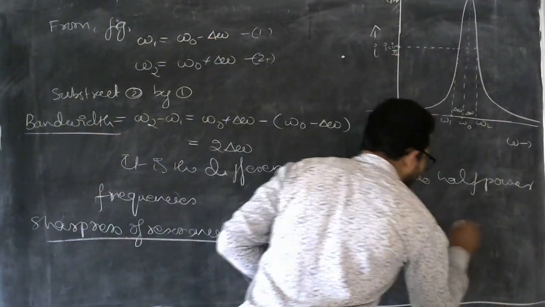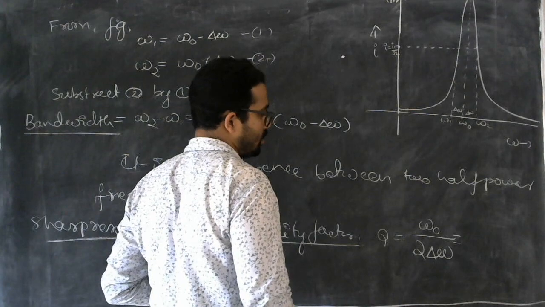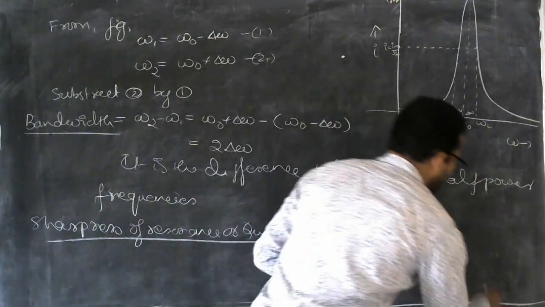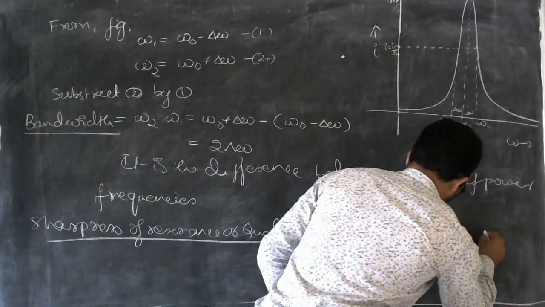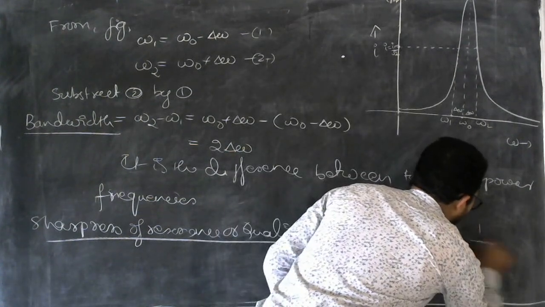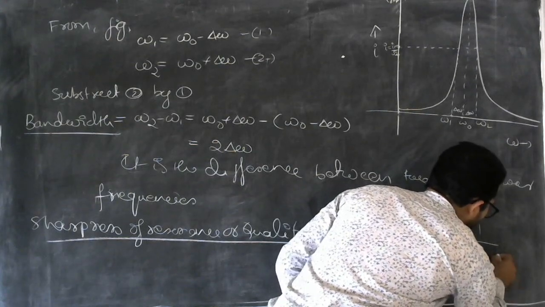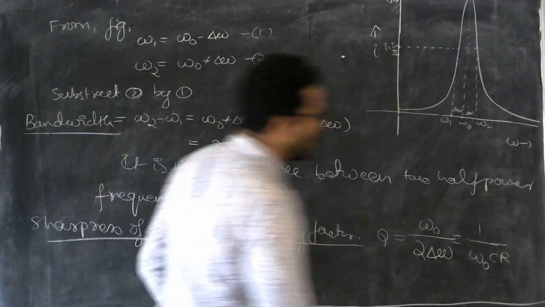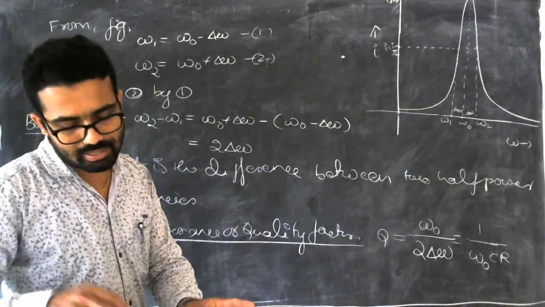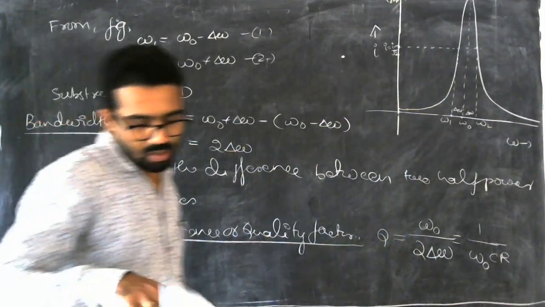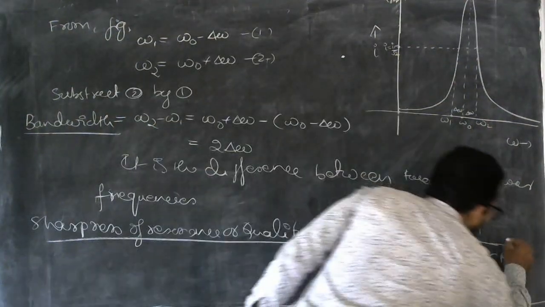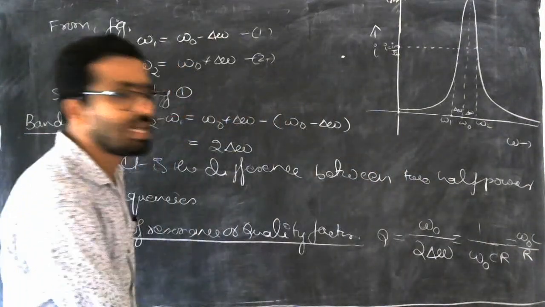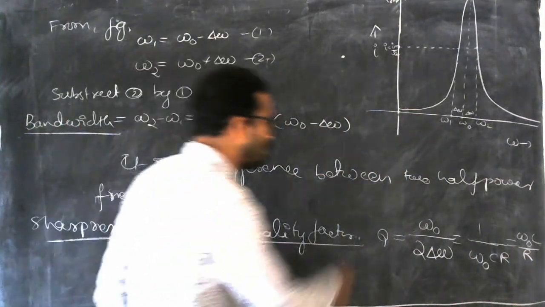And this can also be written as omega naught divided by 2 delta omega. This quality factor is also equal to 1 by omega naught CR, or we can also write this as omega naught L by R. So these are some other forms of equations for quality factor.